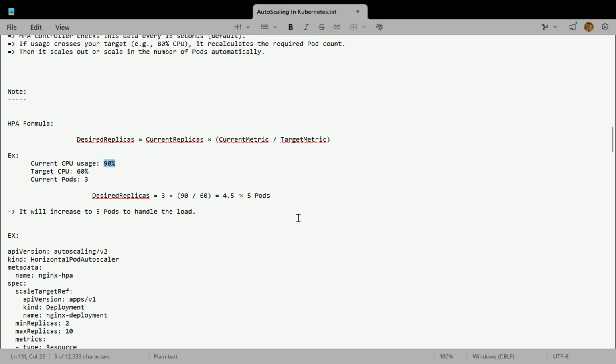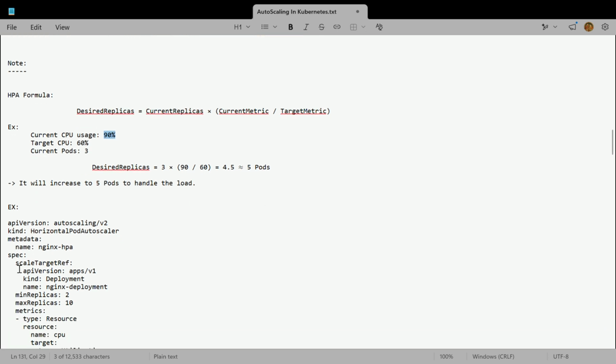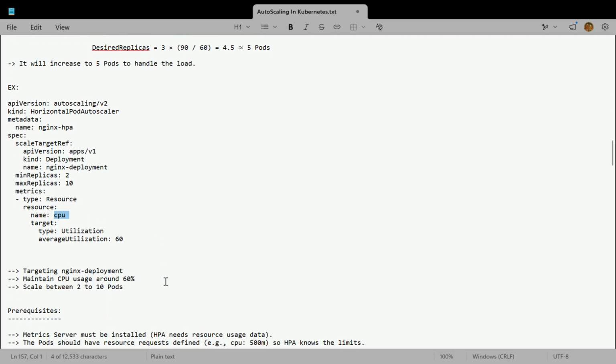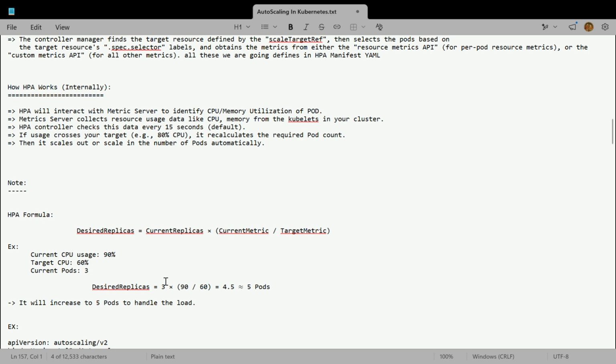And we get this decision from the scale target reference, which it takes as a reference. See here, we hope everyone knows these manifest YAMLs, right? API version, kind, metadata, specifications. Here it is mentioned min replicas, here 10 max replicas, and type resource. The metrics will collect the resource of CPU utilization or memory utilization. That's how HPA works exactly.